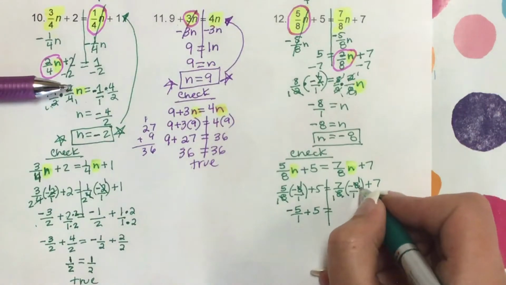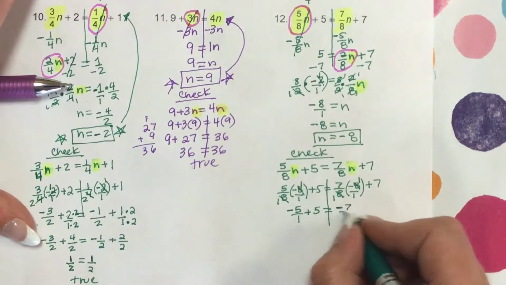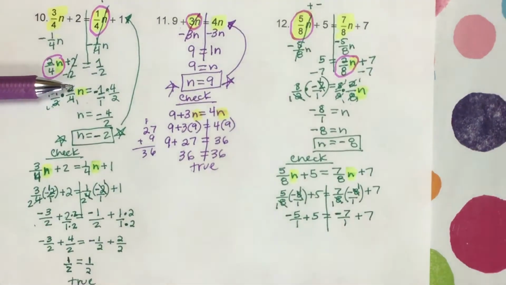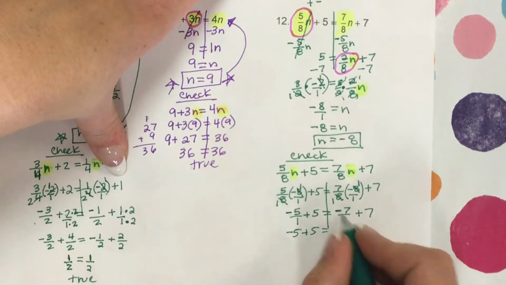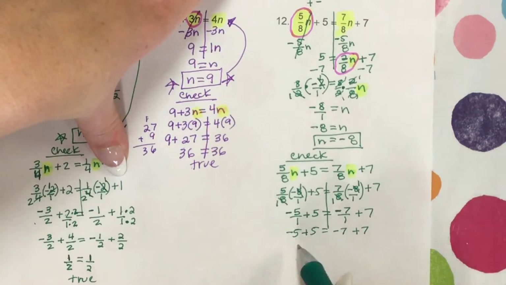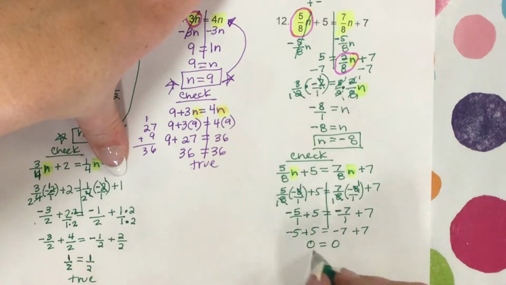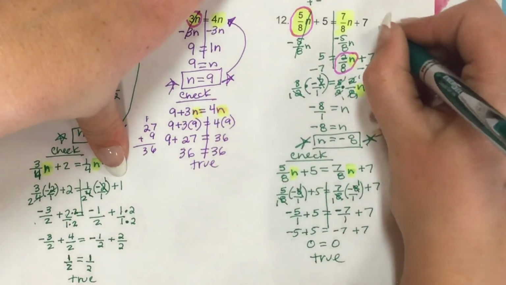So 7 times a -1, I'm going to do the signs first. A positive times a negative is a negative. 7 times 1 is 7. And then multiply across down here. 1 times 1 is just 1 plus 7. So I'm going to simplify this. -5 divided by 1 is just the same thing as -5, plus 5. I'm going to do the same thing on this side. -7 divided by 1 is just the same thing as -7 plus 7. So we have -5 plus 5, which is equal to 0. And that's equal to -7 plus 7, which is equal to 0. So there we go. 0 equals 0. It's a true statement, which means our solution, n equals -8, is the solution to the original equation.